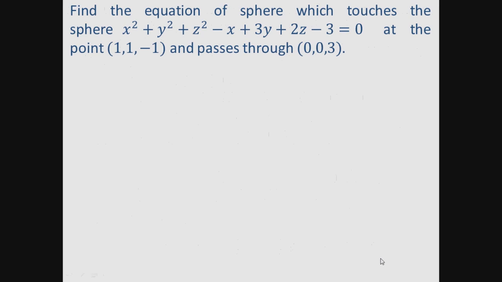Now consider the next example. Find the equation of sphere which touches the sphere x square plus y square plus z square minus x plus 3y plus 2z minus 3 equal to 0 at the point (1, 1, minus 1) and passes through (0, 0, 3). Okay, now again here we want a sphere which touches the sphere at a point and passes through another point.